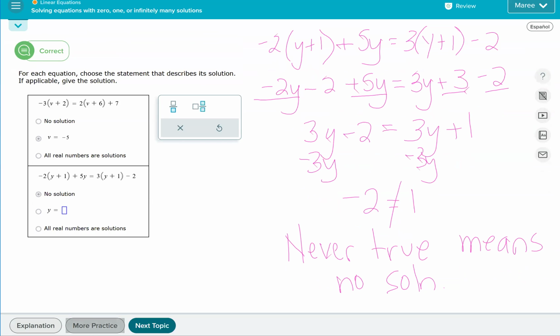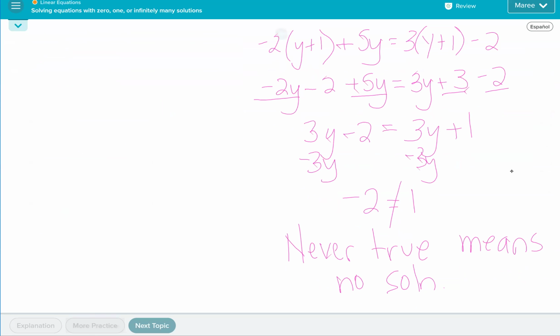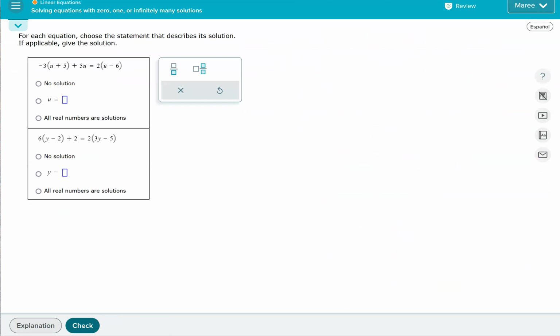And then we're going to do another practice. I don't know if I'll do 3 practices today. Hopefully we'll get one that has infinitely many solutions so you can see what it looks like to get that. I'm going to go ahead and do the distributive property instead of writing the whole problem first. So -3 times u is -3u. -3 times 5 is -15. We have that plus 5u. 2 times u is 2u. And 2 times 6 is 12.